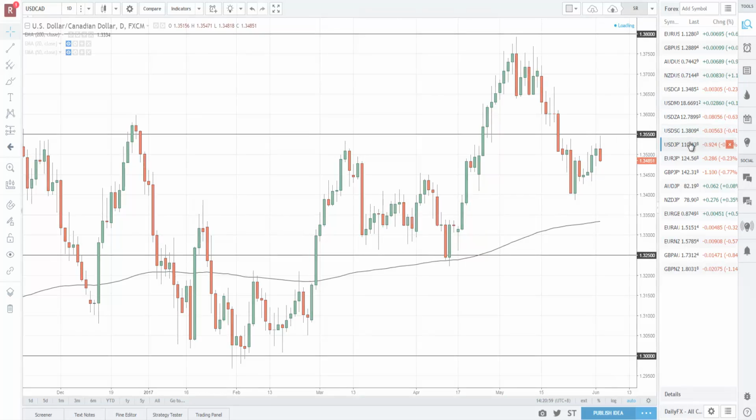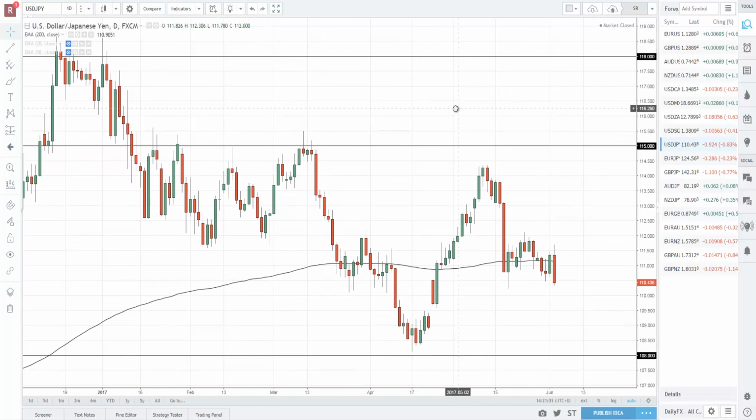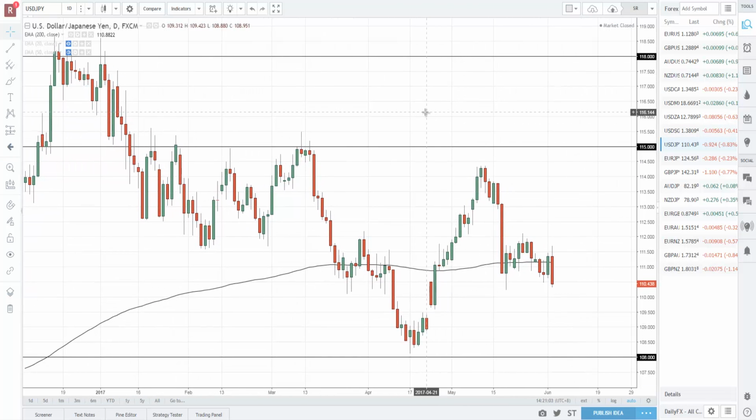And the last major currency pair is the dollar yen. This is, I would say, for me, price is basically in the middle of nowhere. So I don't really have any trading setup on this. I'm more on the sidelines.